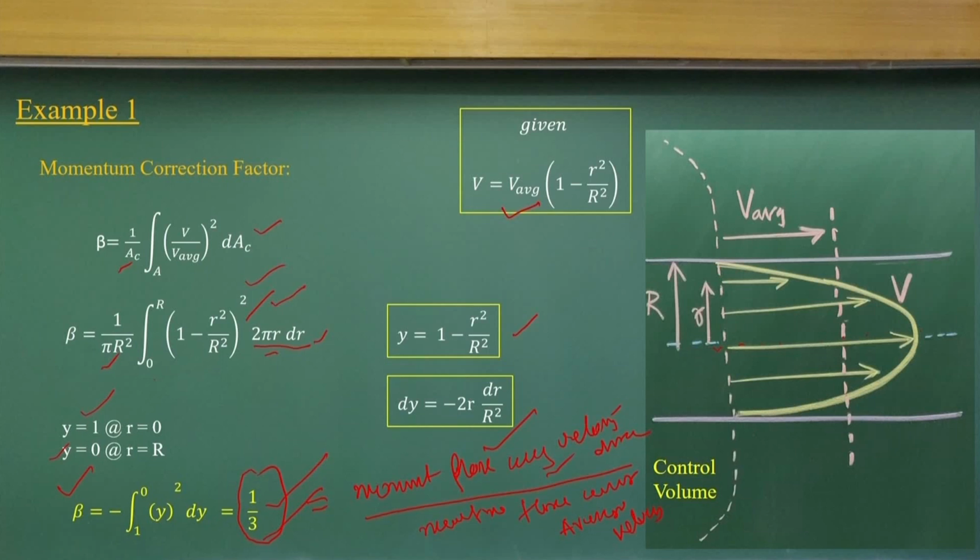So, you can see the importance of the momentum flux correction factor when the velocity distribution is not uniform. But in some cases of velocity distributions, for example for turbulent flow, this value is close to 1.01 or 1.04. So, for turbulent flow you may assume beta equal to 1. But in the case of laminar flow and others, the momentum flux correction factors are different, depending upon what type of velocity distribution you have.